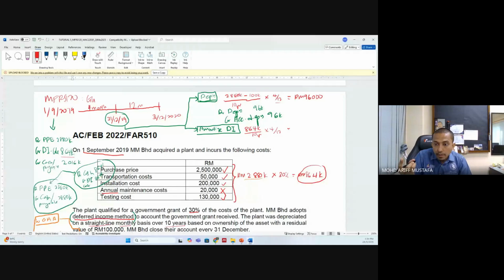Okay, why no need to minus the residual value? Remember, residual value is for your cost only, not for your liability, not for your deferred income. So it is not related to deferred income. 864,000 divided by 10 years, okay, times 4/12. So you are going to get 28,800. Again, correct me if I'm wrong. The calculator-wise calculation. Okay, so 28,800.